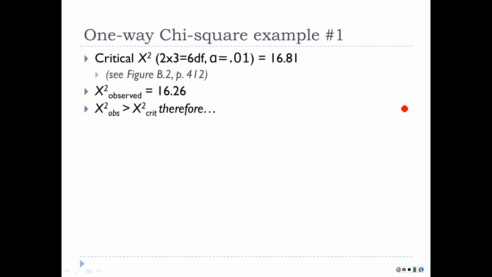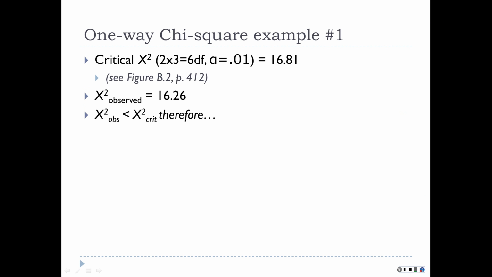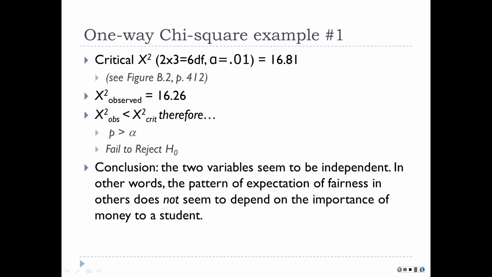So, at least at the alpha is 0.01 level, chi-squared observed is greater, sorry, that's really bad. Hang on, let me fix that. Alright, let's try this one more time. Chi-squared observed is less than critical, therefore P is greater than alpha. Oops. We fail to reject the null hypothesis. Check out that magic. And in conclusion, the two variables seem to be independent of each other.